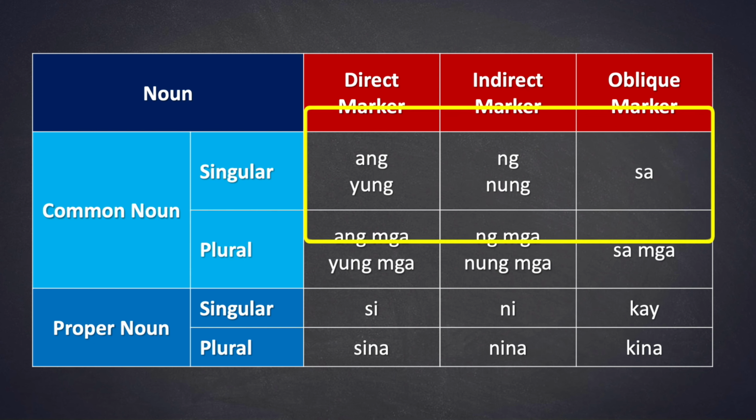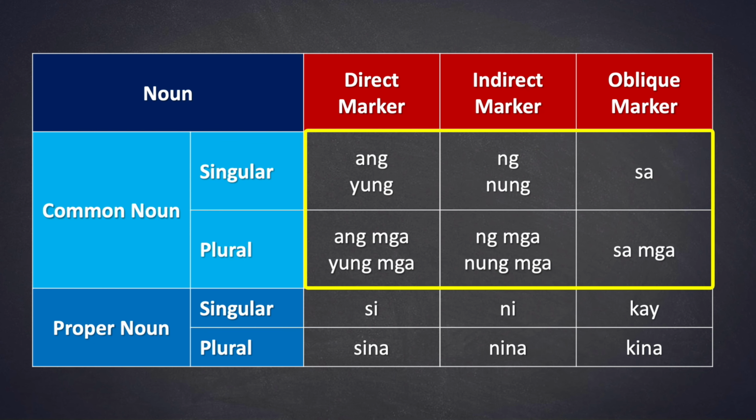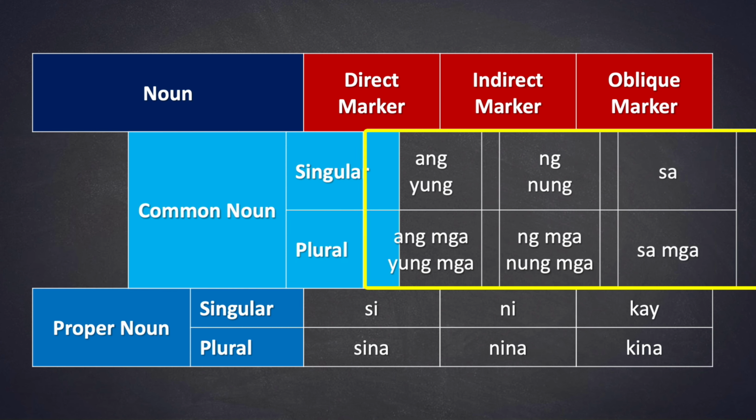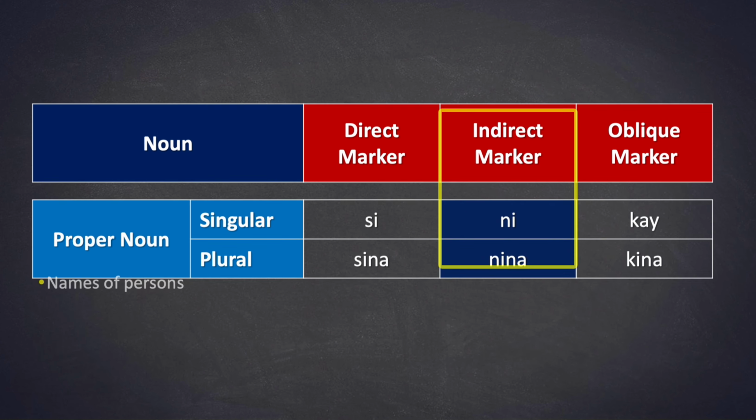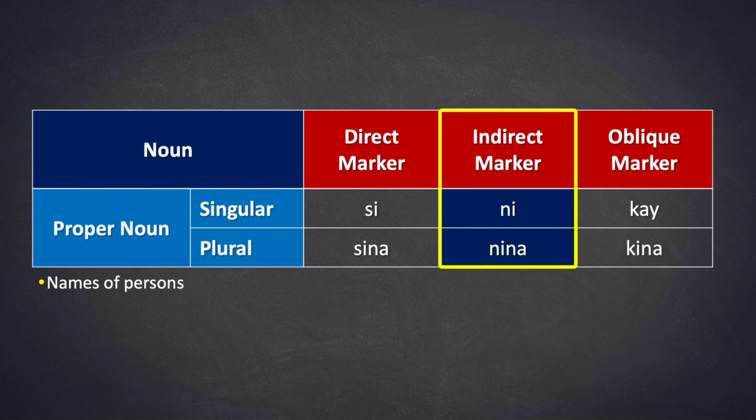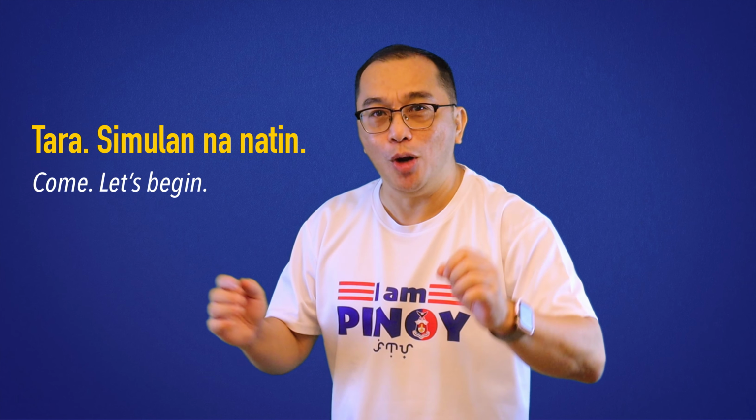We are finished with the markers for common nouns. In this video, we will continue our discussion on the case markers for proper nouns and will focus on the indirect markers ni and nina. I will discuss the remaining markers in succeeding videos. So, tara! Simulan na natin.